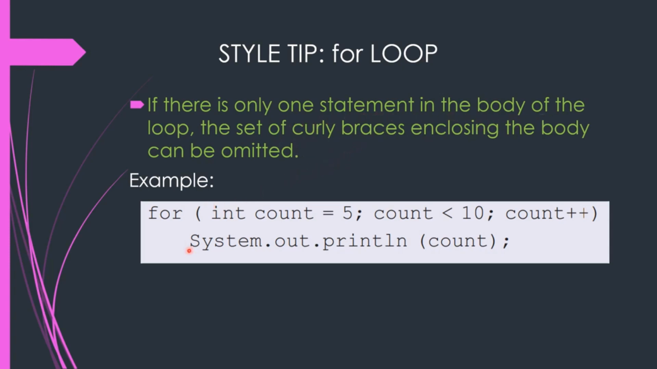Here is an example. We have taken the for loop, and here you can see after the expression of for we have not provided those curly braces for the block of code, because here only one statement is there in the body of the loop, so we do not need to provide the set of curly braces.